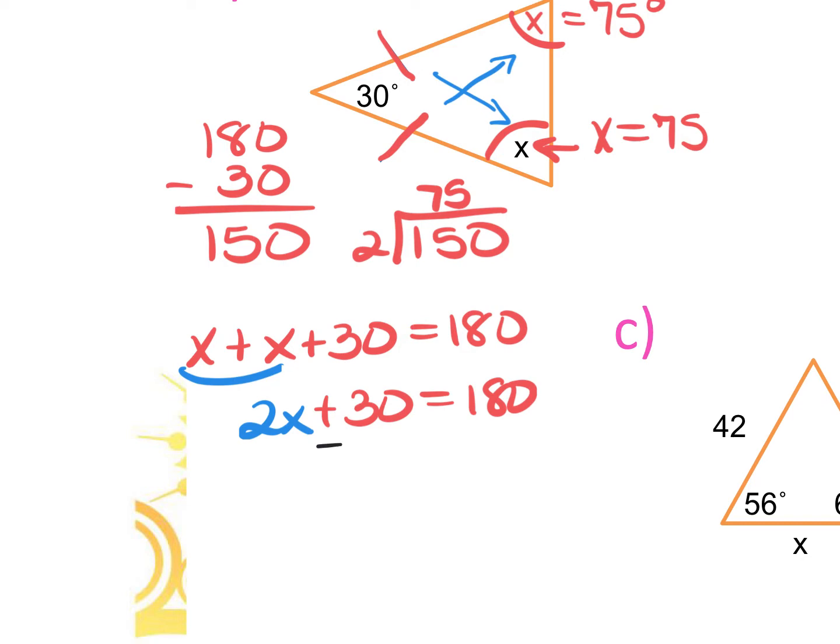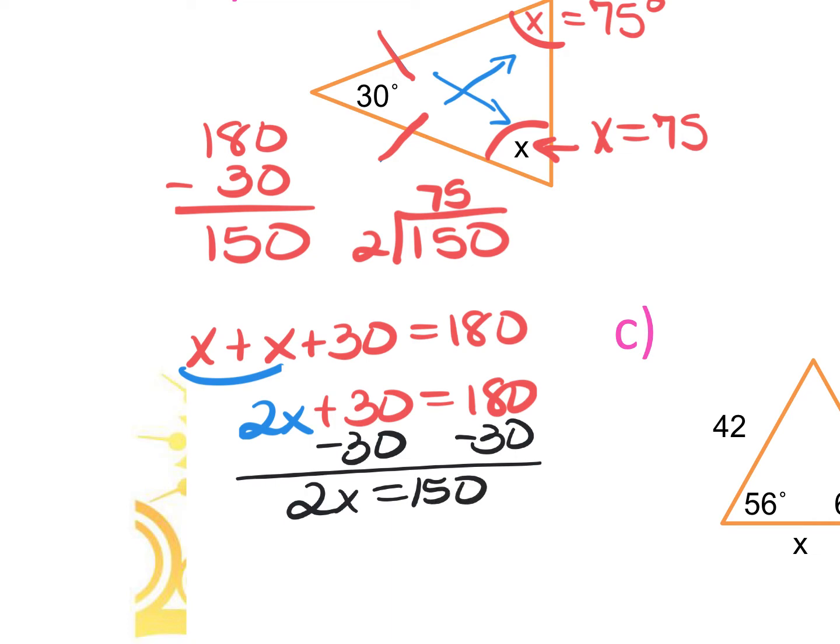So we would subtract 30. We get 2x equals 150. Divide by 2, and x equals 75. So if you're asked for an algebraic equation, that's what you would have done. If it just said find x, then just do the calculations.